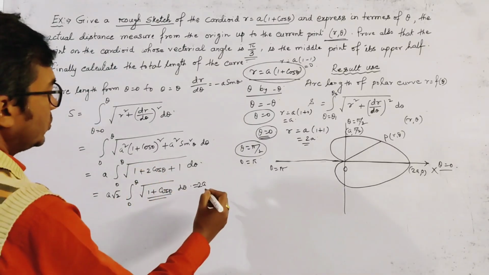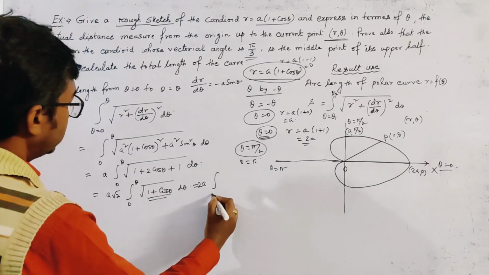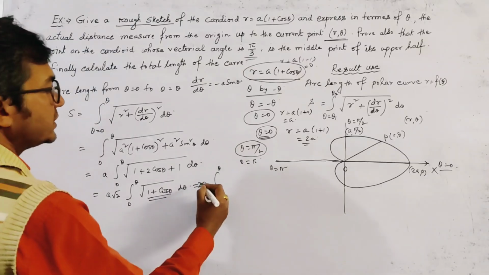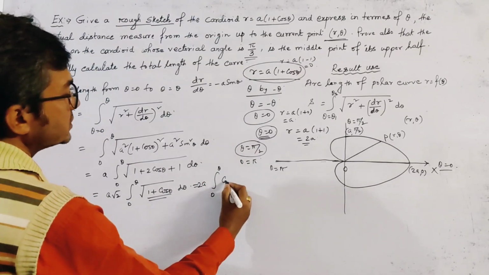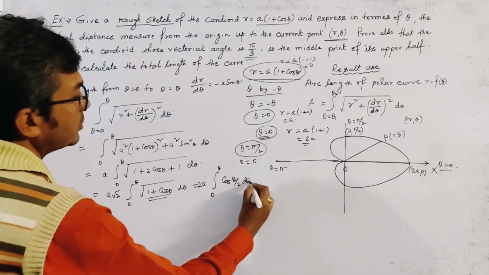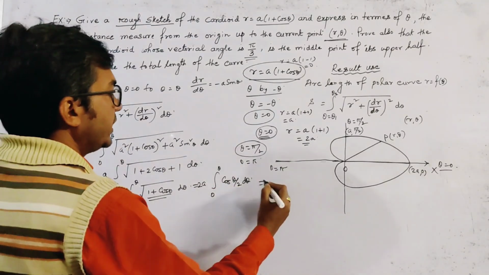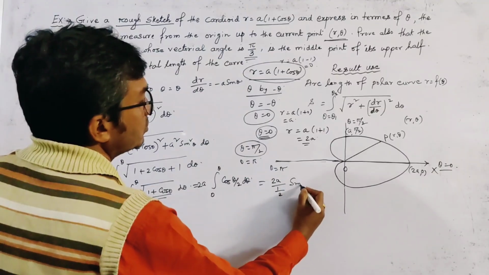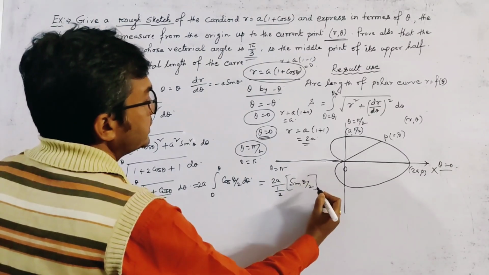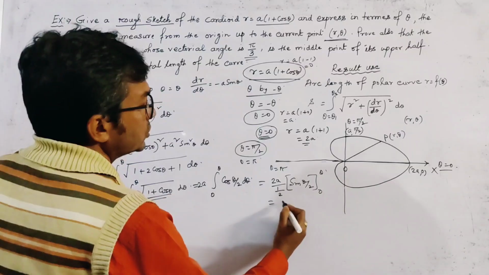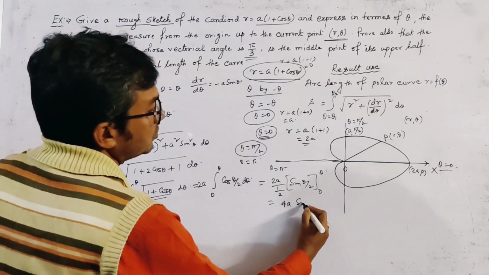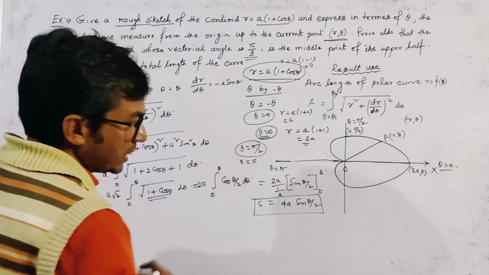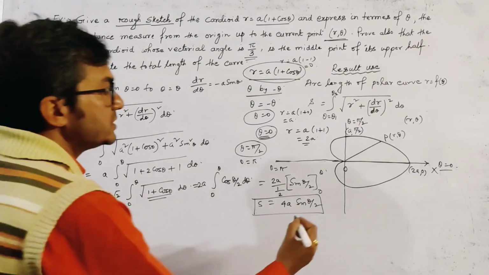Okay, so we get the integration from 0 to theta, sorry, this is 2 into cos square theta by 2, so we get 2a into the integral from 0 to theta of cos theta by 2 d theta, and integrating we get 2a by half into sin theta by 2, and the range is 0 to theta, so this is 4a into sin theta by 2. This is the arc length from the origin to the current point r theta. And this is our first answer.